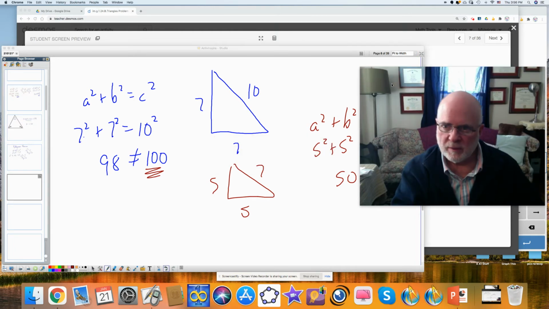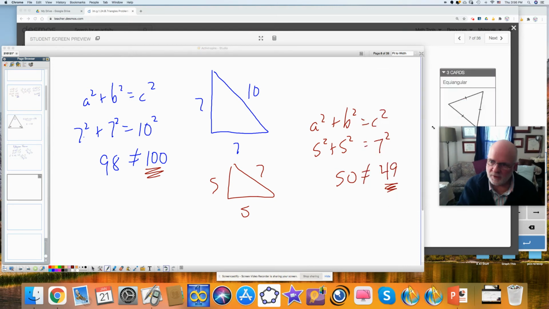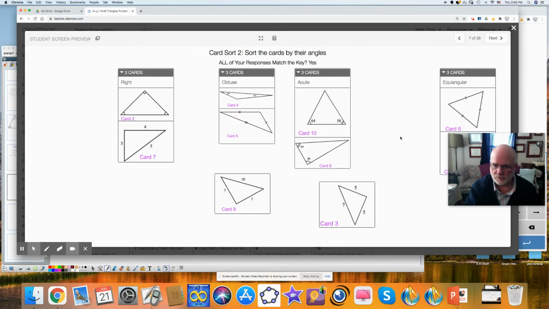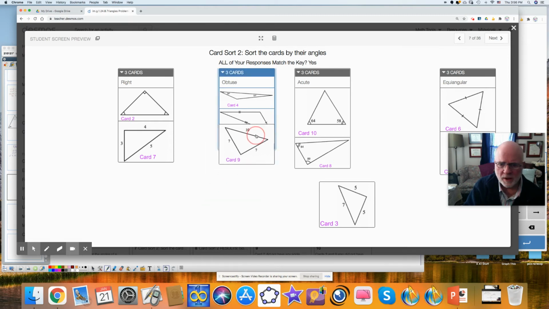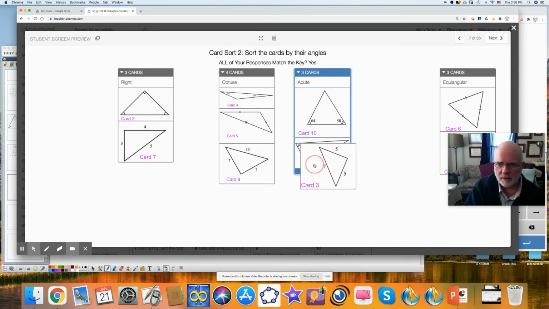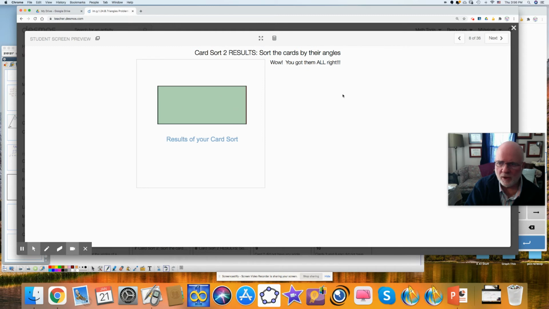So now, let me make myself small again, make this video small. I know where to put this. This would be obtuse, and this would be acute. And acute. All of my answers match. We go on to the next page. Sure enough, they all match.